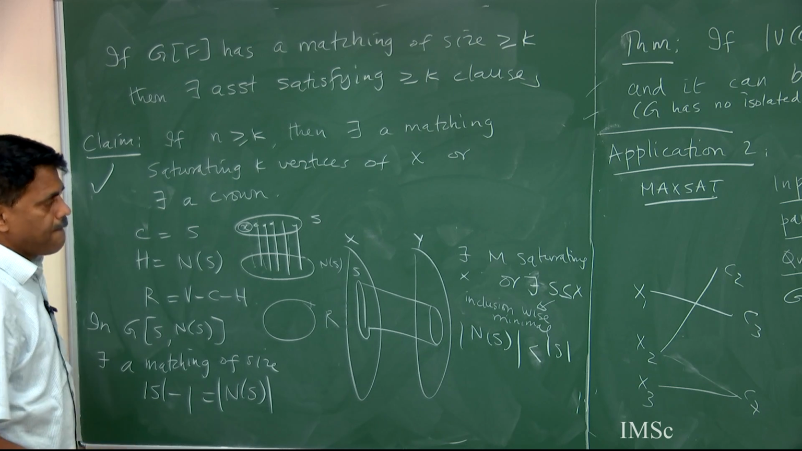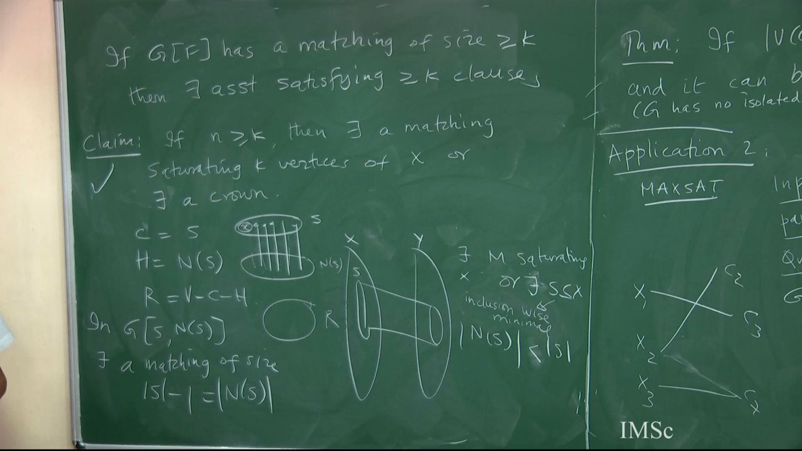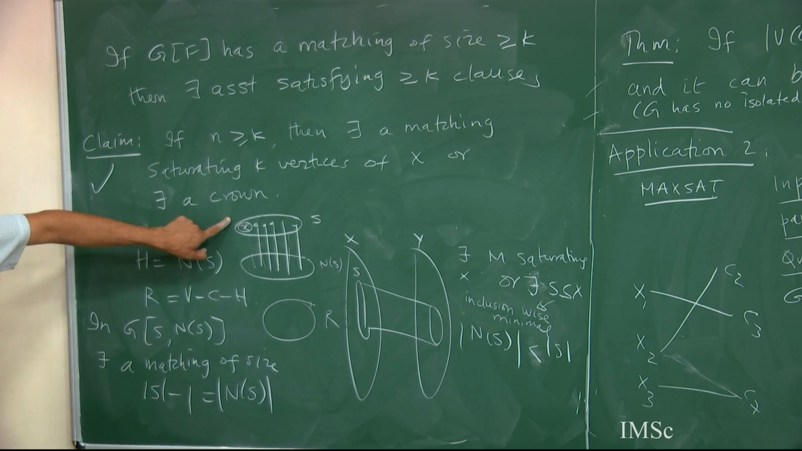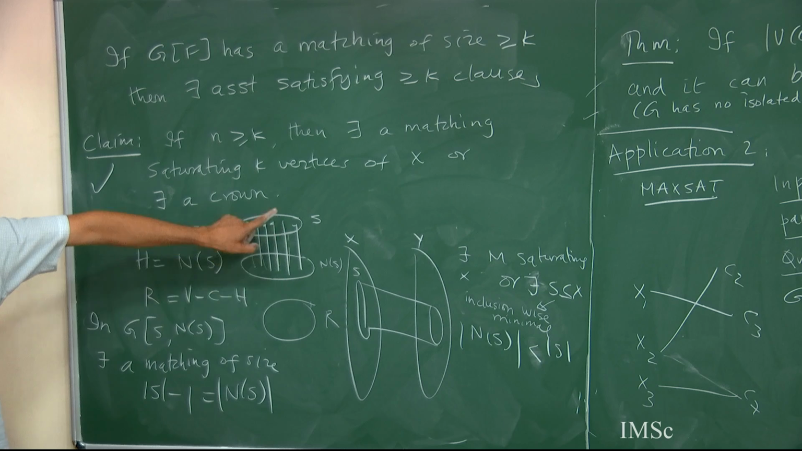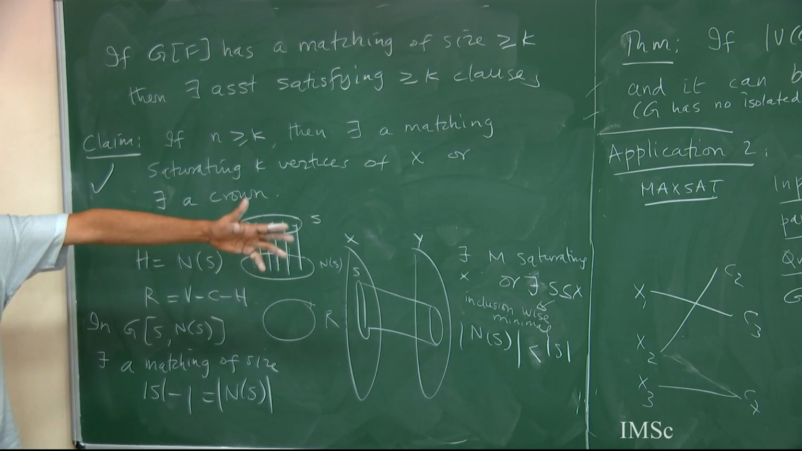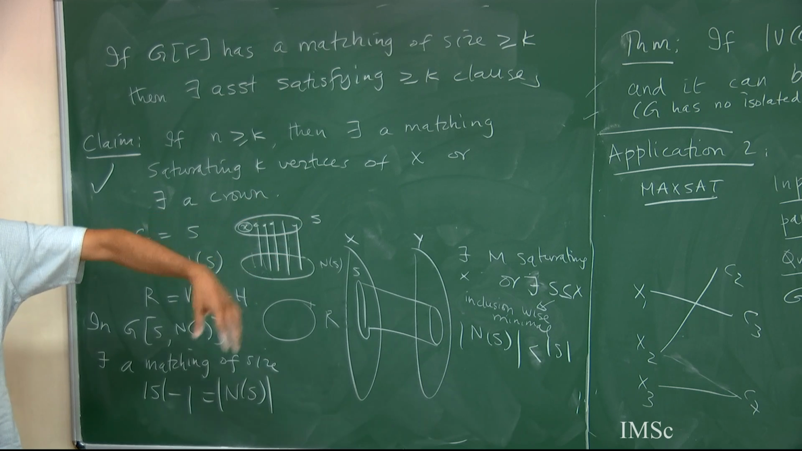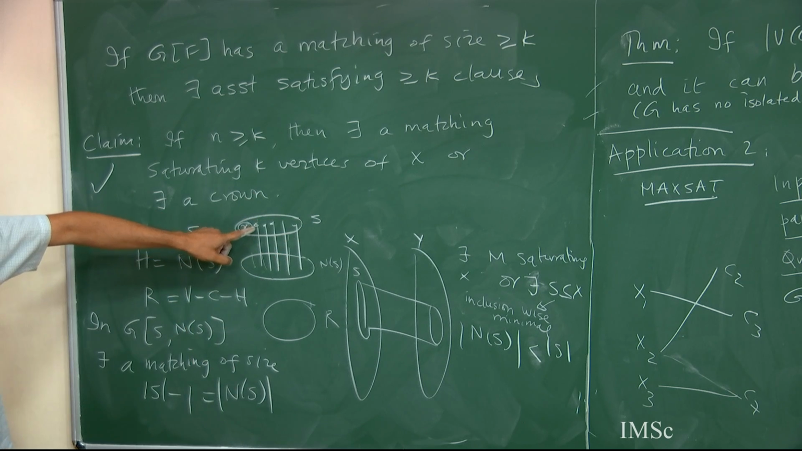Why then, how do you satisfy the N of S clauses? S is the variables, remember. N of S clauses, because of this matching, I picked the corresponding variables. The way I argued, if you have a k size matching, there is a k satisfying assignment. I picked the corresponding variable here to satisfy these clauses.